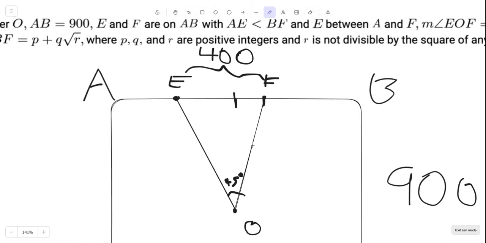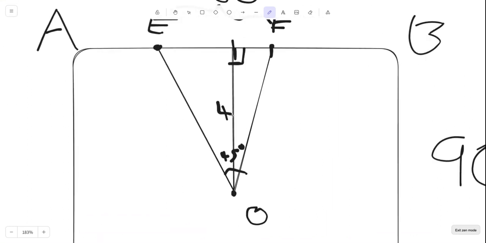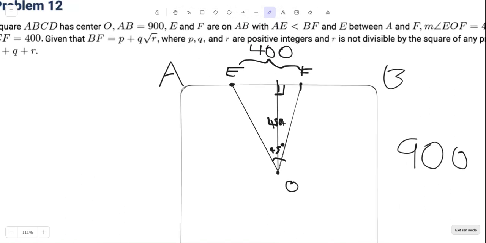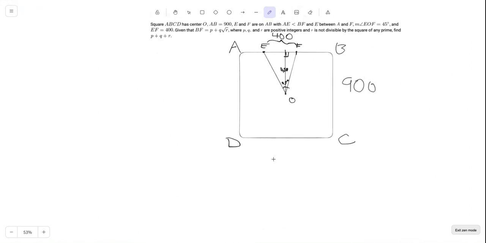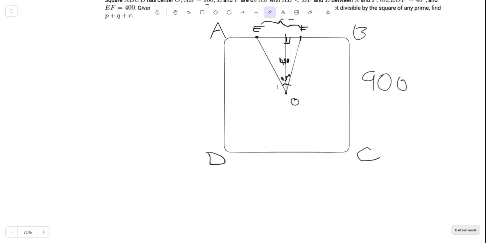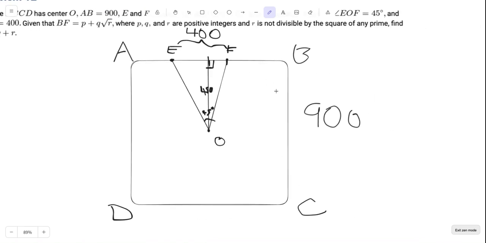The first thing you would do is draw a height, or rather, an altitude. So this length would be 450. Now we have BF equal to P plus Q root R. We have to find the length of that.